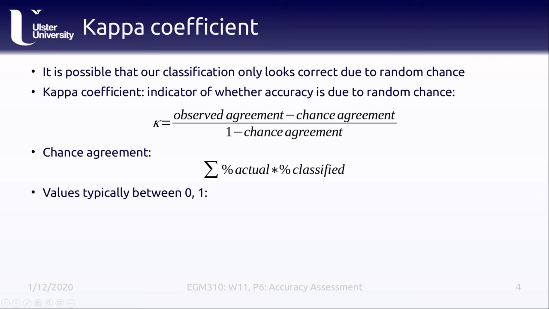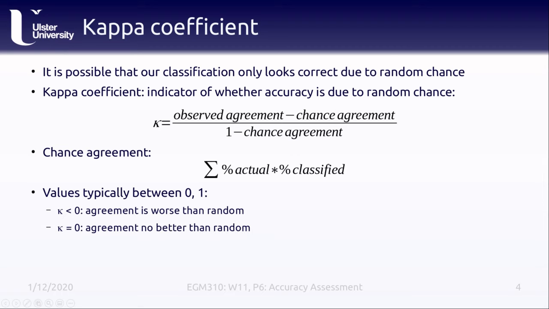Kappa typically has values between 0 and 1. We can have values less than 0, but this is really bad. This means that our classification algorithm has done worse than random chance. Not a good sign. If Kappa equals 0, it means that we haven't done any better than random chance. Again, not a great sign. It suggests that our classification isn't particularly reliable.